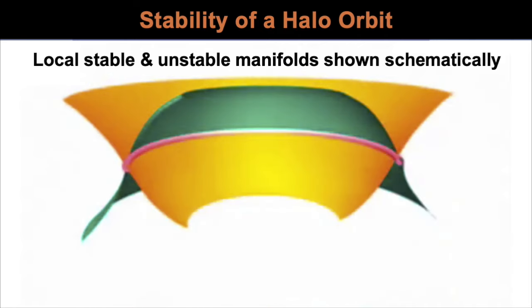So you would be coming in near this green surface, but then you would leave on the orange surface. Or if you're exactly on the green surface, this corresponds to a free transfer onto your halo orbit. That's one of the appeals of using an unstable halo orbit: you can target this object called the stable manifold, and once you get onto the stable manifold, you don't have to do anything. The natural dynamics will bring you into the halo orbit.